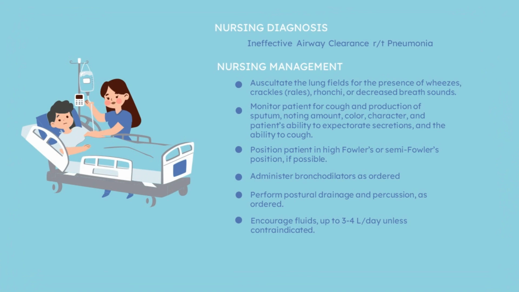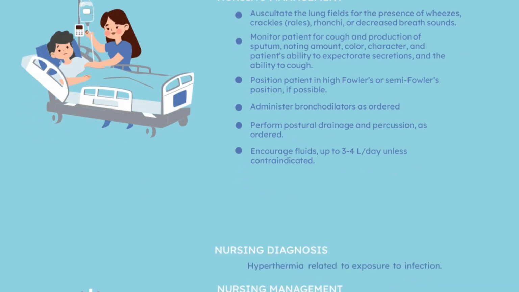Nursing diagnosis. Ineffective airway clearance related to pneumonia. Nursing management. Auscultate the lung fields for the presence of wheezes, crackles, rhonchi, or decreased breath sounds. Monitor patient for cough and production of sputum, noting amount, color, character, and patient's ability to expectorate secretions and the ability to cough. Position patient in high Fowler's or semi-Fowler's position if possible. Administer bronchodilators as ordered. Perform postural drainage and percussion as ordered. Encourage fluids up to 3 to 4 liters per day unless contraindicated.